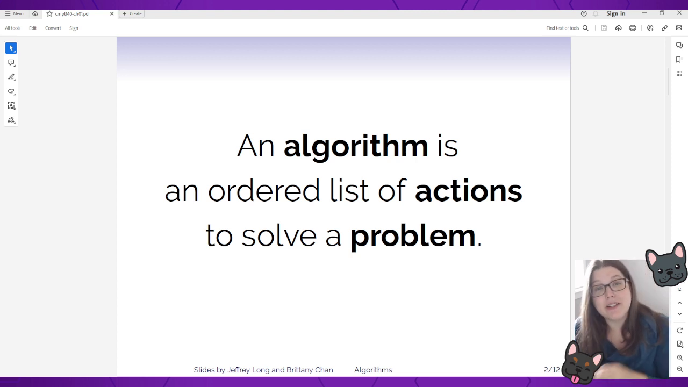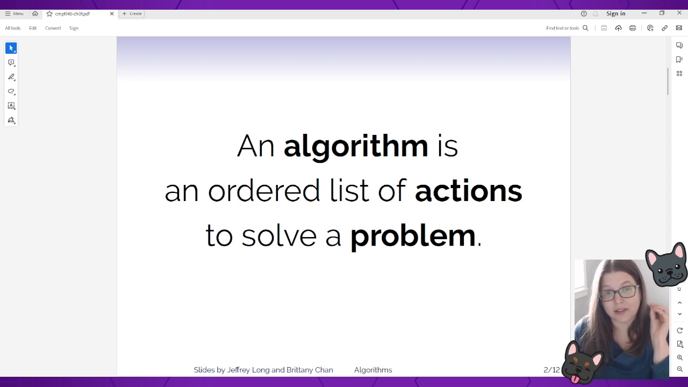And really what you'll be doing as a computer scientist is writing algorithms or instructions and ordered lists of actions to the computer so that it can solve problems for you. And that is the power of what we will be teaching you here. It is an amazing skill to have, and I hope you're excited to learn as I'm excited to teach.